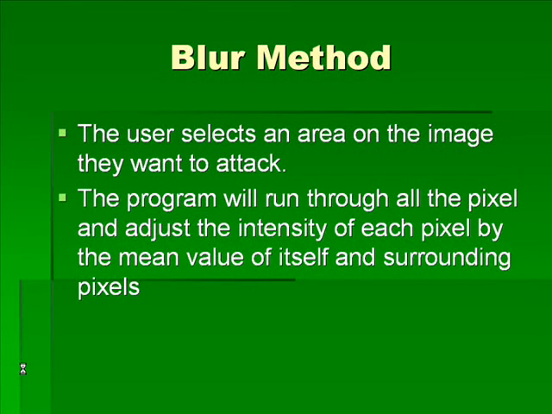The user selects an area on the image they want to attack. The program will run through all the pixels in that area and adjust the intensity of each pixel by the mean value of itself and the surrounding pixels. However, the image will be blurred.